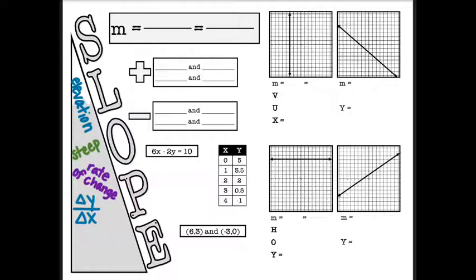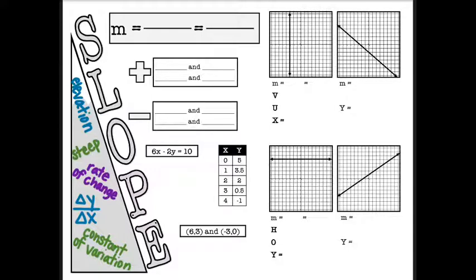I've got the symbols here, delta y over delta x, which means a change in y over a change in x, and also the word constant of variation. So they may use these words interchangeably, and it's all talking about the slope of a line.